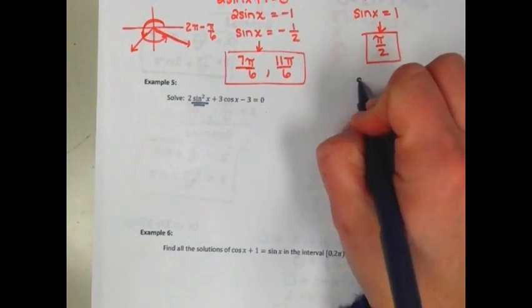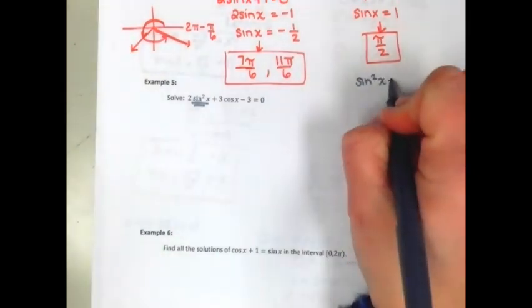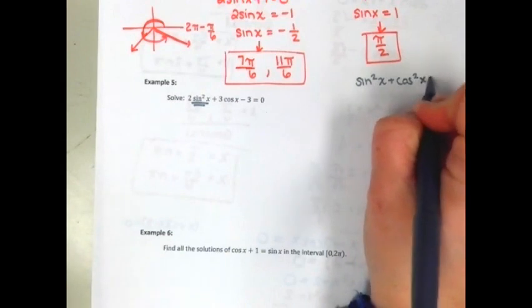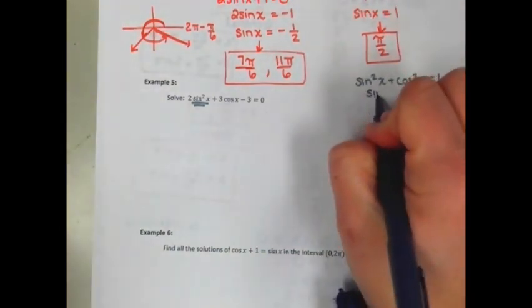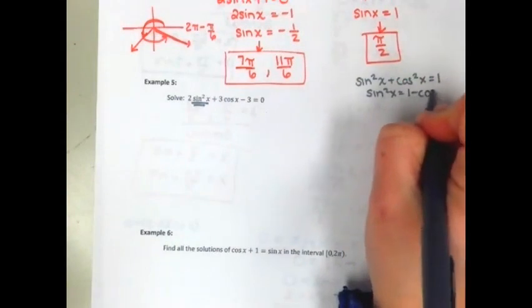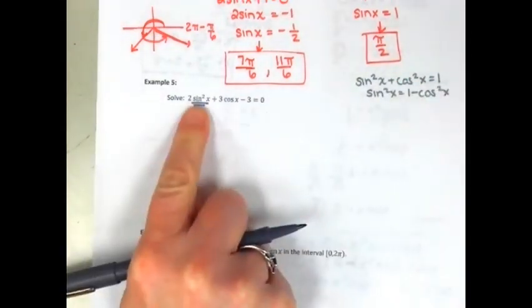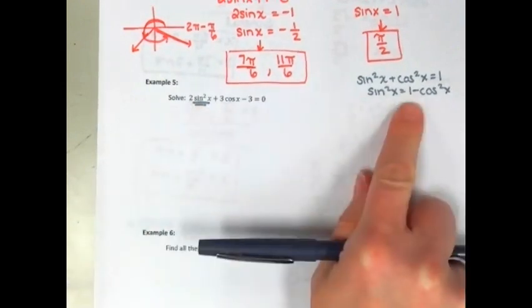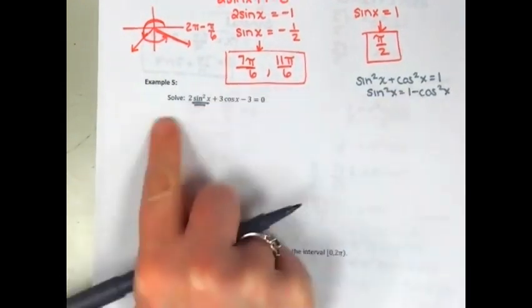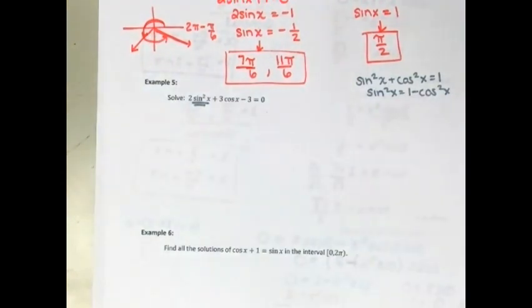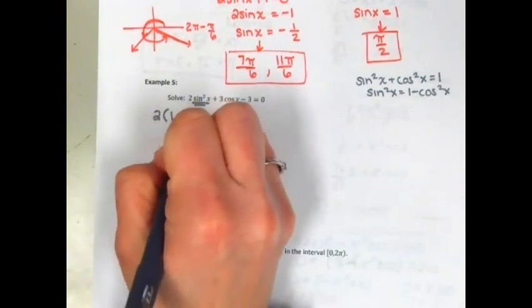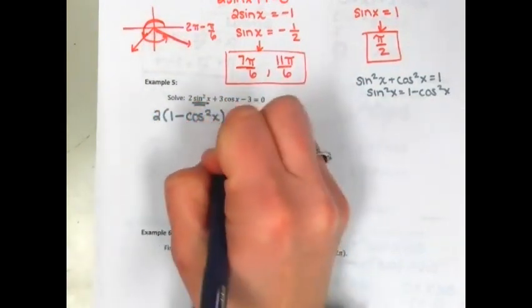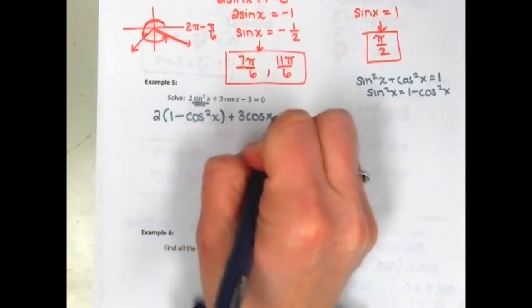Don't we know that sine squared plus cosine squared equals 1, right? So what would the sine squared equal? Sine squared would equal 1 minus cosine squared x. So could I replace sine squared with 1 minus cosine squared to at least have cosines in my equation? Yeah, so let's go ahead and do that. So we have 2 times 1 minus cosine squared x plus 3 times the cosine x minus 3 equals 0.